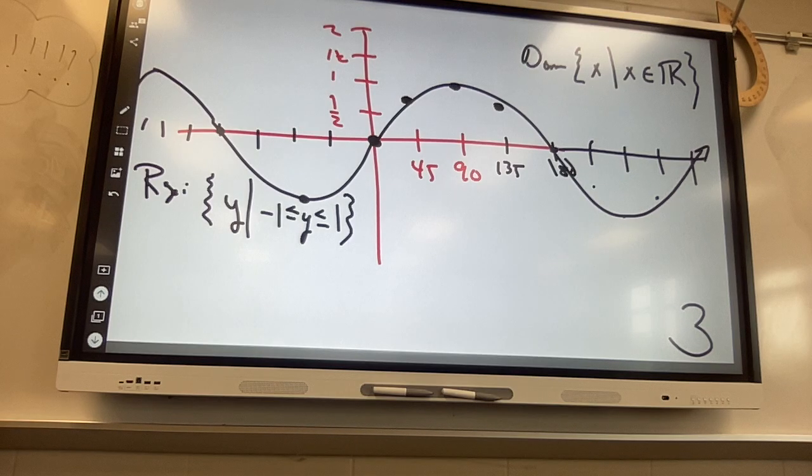Does that graph just keep going and going and going? Same domain? Does it go to the same higher and lower point? Same range?